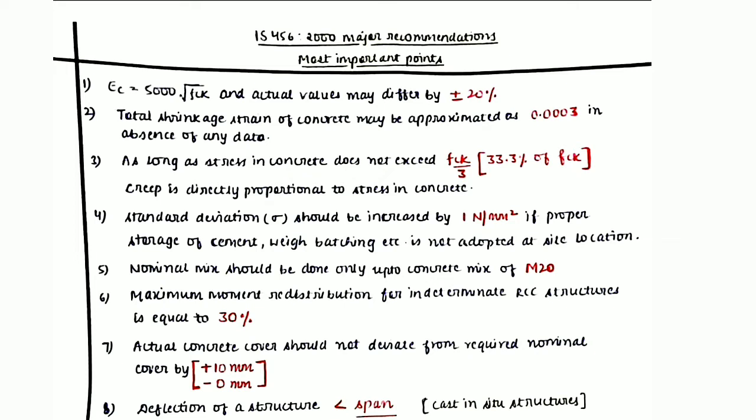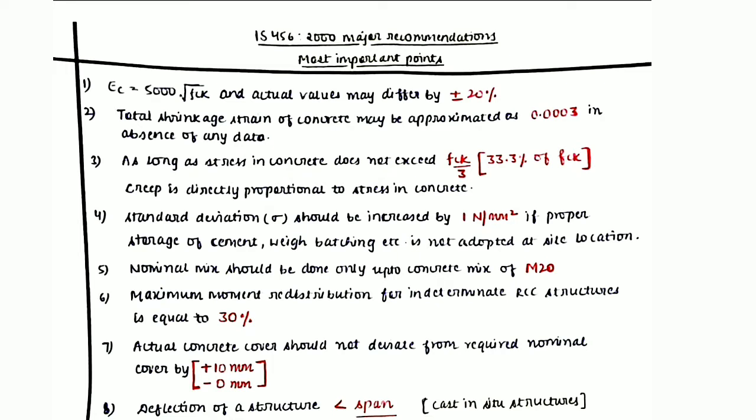The fourth point is standard deviation should be increased by 1 Newton per mm square if proper storage of cement or weigh batching is not adopted at the site location. If at site weigh batching is not adopted or the storage of cement is not proper as per the IS code guidelines, then in that particular case the standard deviation should be increased by 1 Newton per mm square.